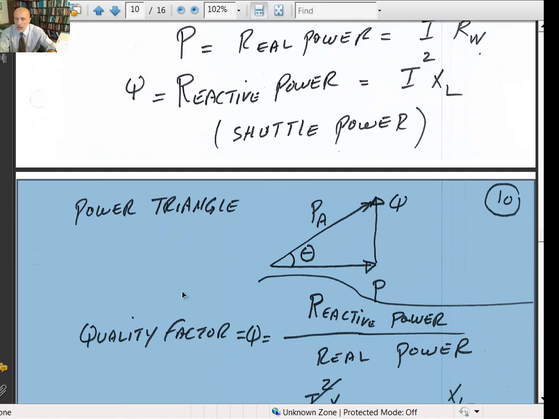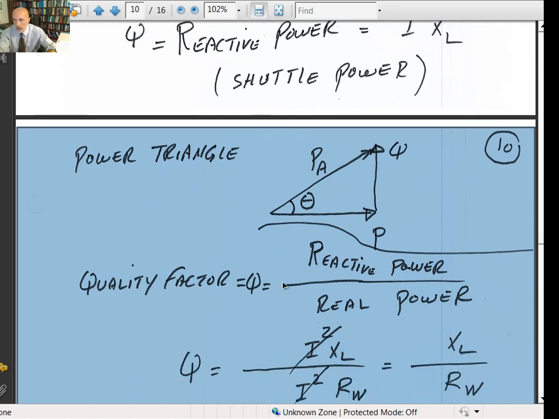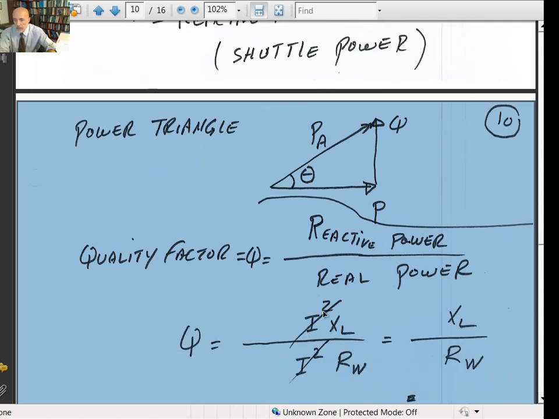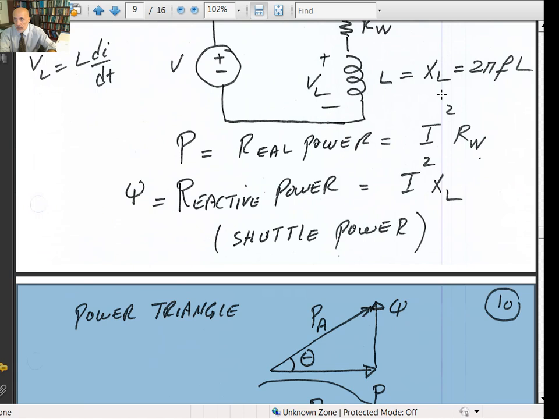Now they look at the quality factor, which is Q. The quality factor of a coil is equal to the reactive power divided by the real power. Well, we already calculated what the reactive power is. Reactive power is equal to I squared times the reactance part of the coil, X sub L. Again, X sub L, if you calculate 2 pi f L, is in ohms also.